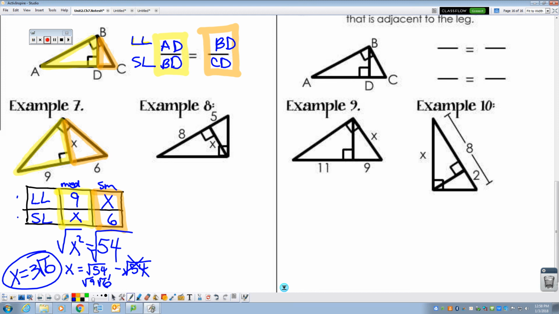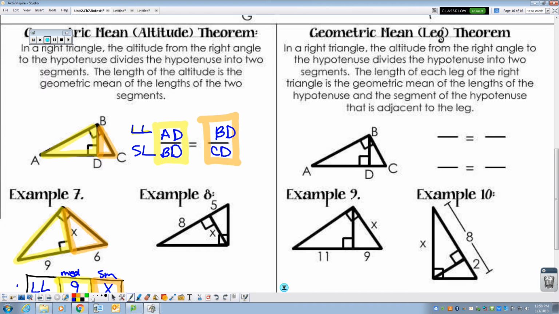Moving over to the bottom right, we have another rule here that talks about the leg theorem, and this one deals with all three triangles really. And the first pattern that they want you to be aware of is when I'm working with the yellow and the orange triangles, I could compare the hypotenuse and the short leg.